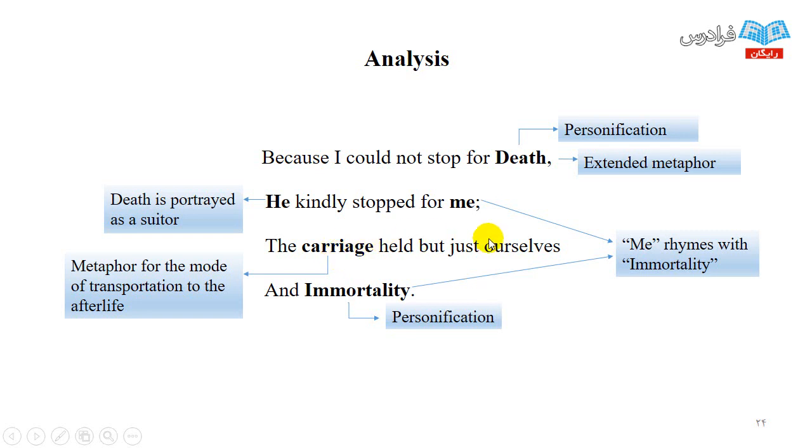In the third line, the speaker says, it's just her and death in the carriage. But in line 4, she adds immortality too. By saying ourselves, she assumes a close relation between herself and death. So the speaker considers death and immortality as her fellow travelers.